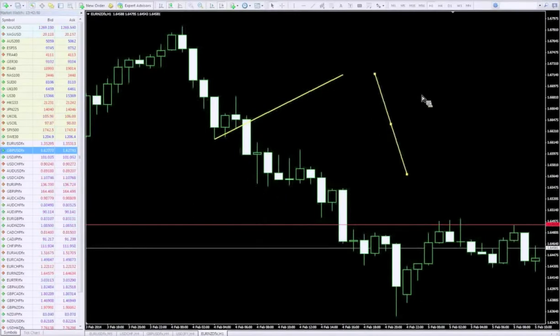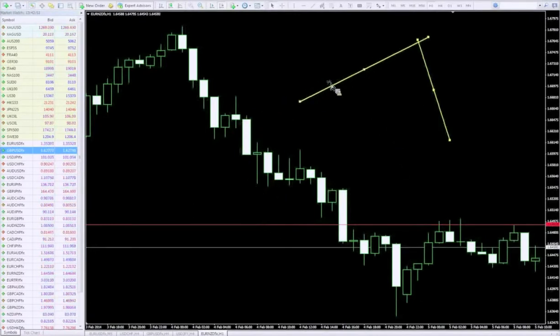Now, someone mentioned a price trap. Yes, you're absolutely right. There is a price trap in there, but I'm not talking about that at the moment.